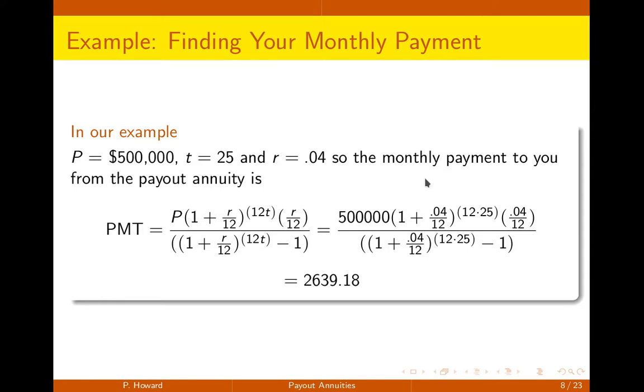And I have done the calculation. The answer is $2,639.18 per month is what you will receive if you have saved $500,000 and you put it in a 25-year annuity paying 4%.